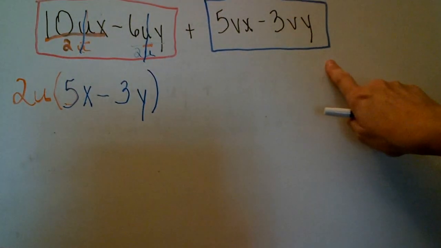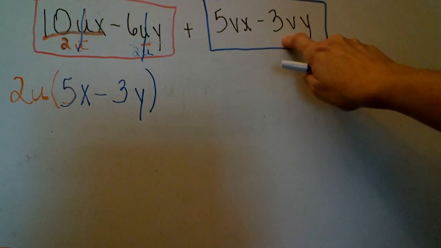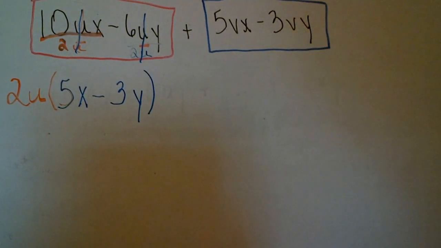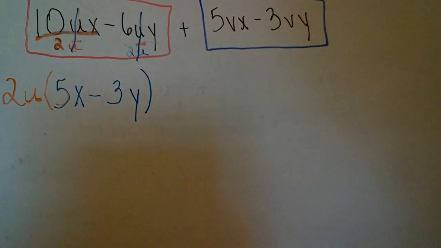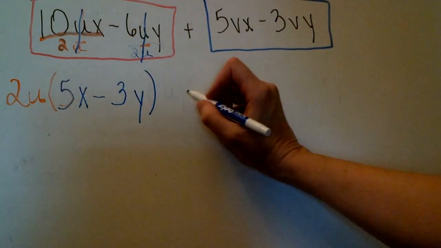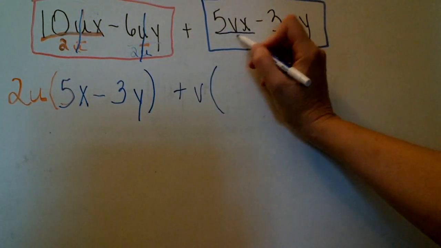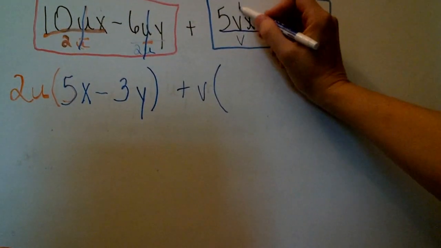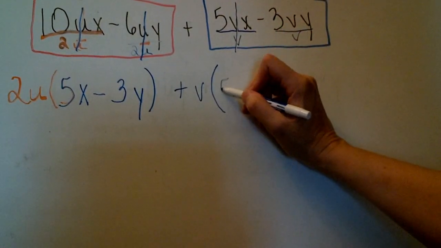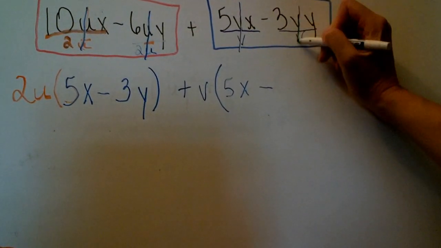Now in the second part of the expression, there's no number that evenly goes into 3 and also goes into 5. So then you say, okay, the letter V goes into both of these. So I'm going to pull it out. And again, that just means divide. This cancels out, so what you have is 5x minus 3y.